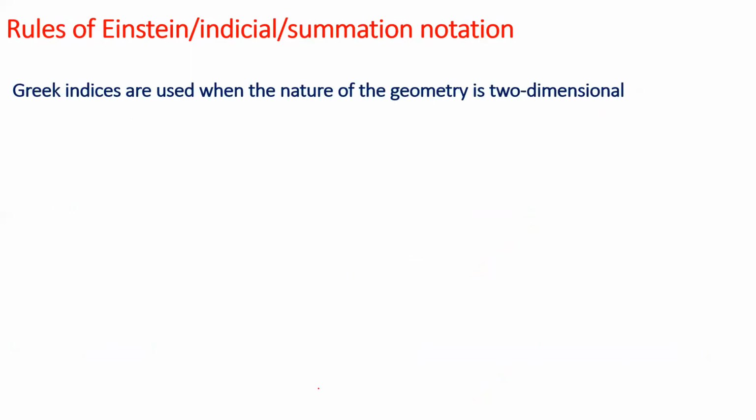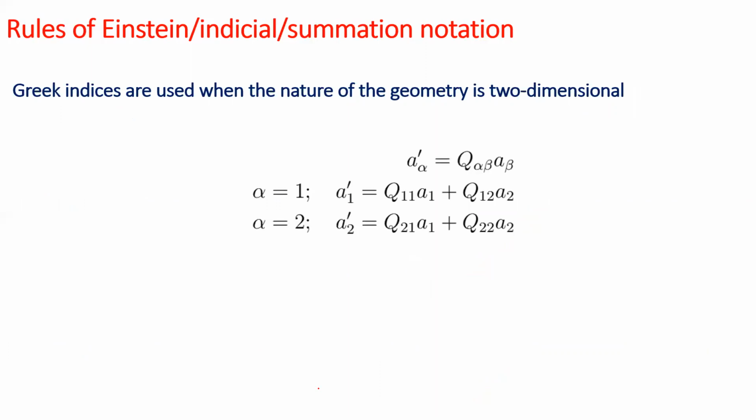The last one is that when you are using just 2 dimensions, people tend to use alpha and beta notation instead of I and J or any other particular variable. So if the problem is of 2 dimensions, you are dealing with only planar geometries, you might as well stick to the alpha beta notation.